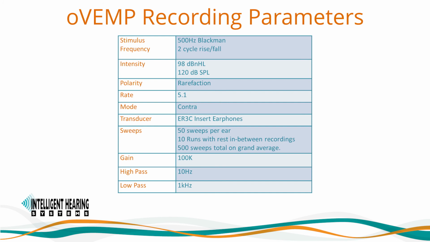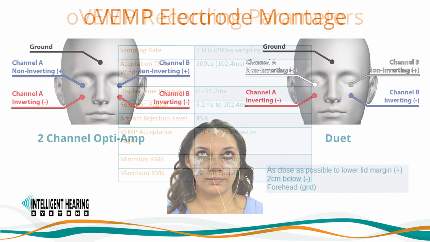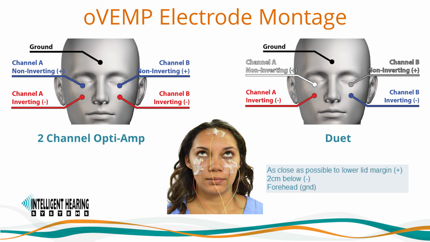Most of the settings for oVEMPs are the same as the cVEMP. The main differences are we will be testing from the contralateral side of stimulation, and the gain is 100K. All other parameters are the same as listed here. Make sure that Electrode Montage is set up as follows for oVEMPs.